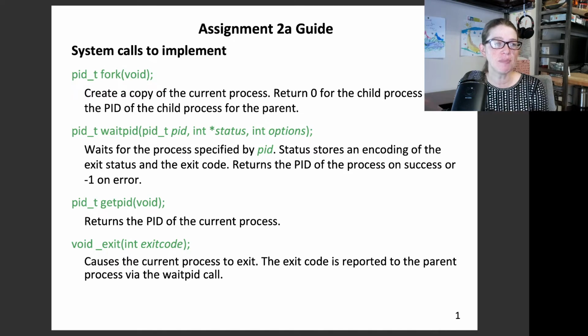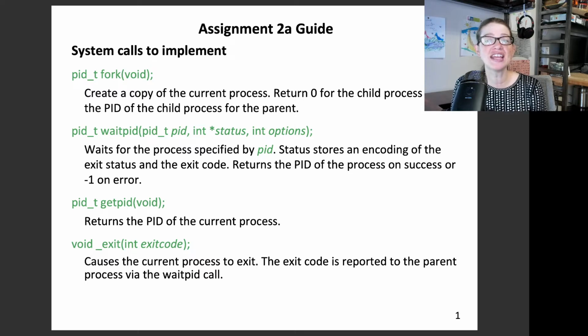So to give students a better chance at actually getting these system calls to work, the assignment was split into 2. So the first part, A2a, asks you to implement fork, wait PID, get PID, and exit. So just 4 system calls on the first part. And we're going to go through those. And then the second part, part B, A2b, asks you to implement just execv.